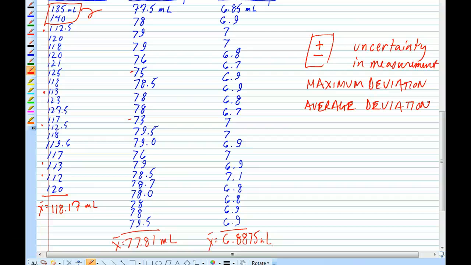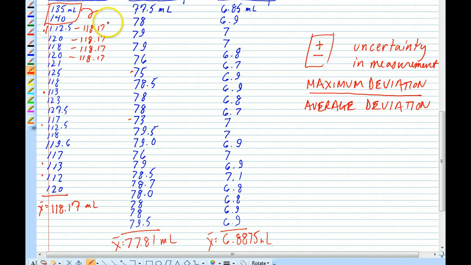Here's what you do to get the maximum deviation. Let's first look at how we would get the maximum deviation from the mean. I'm just going to get the absolute difference between each of these numbers and my average, and then take the maximum value of those. So I would take 112.5 minus 118.17. I'm going to do that for each one of these, and you might see right away how a spreadsheet could be helpful here if I've got a lot of data.